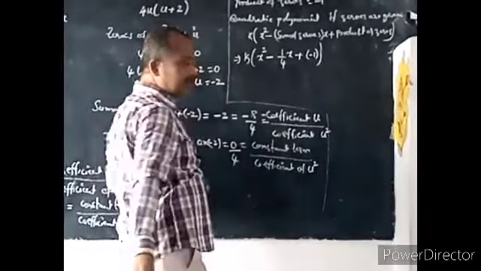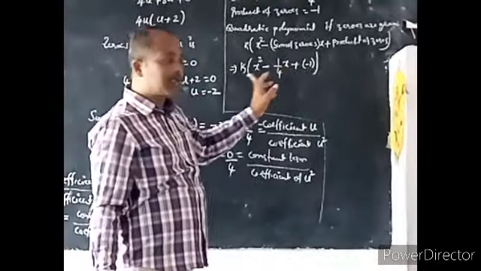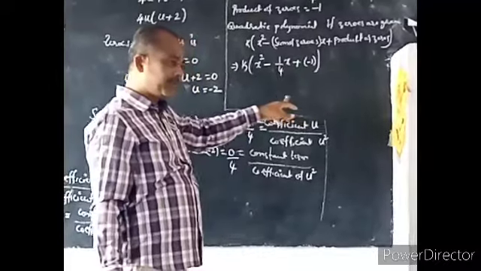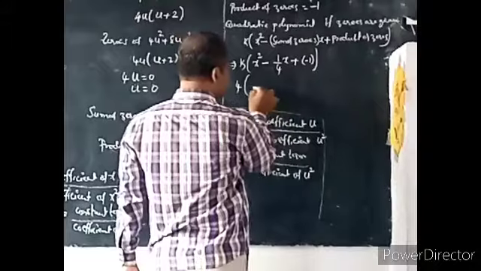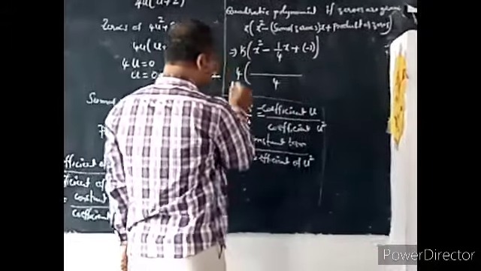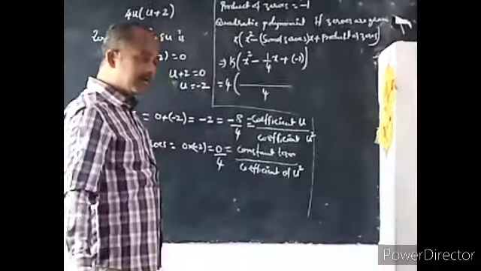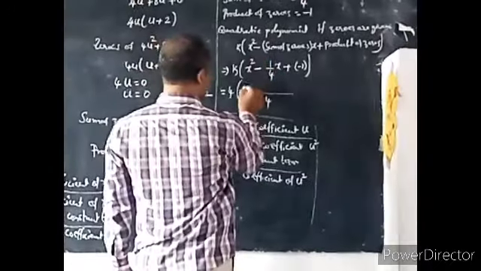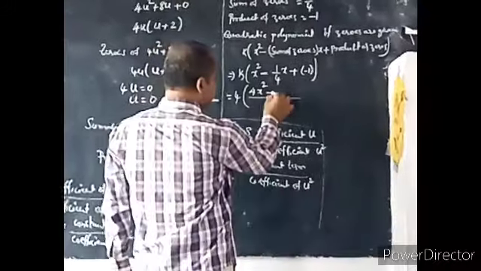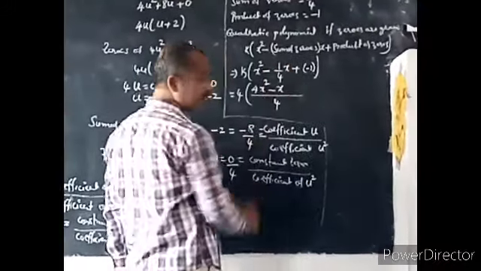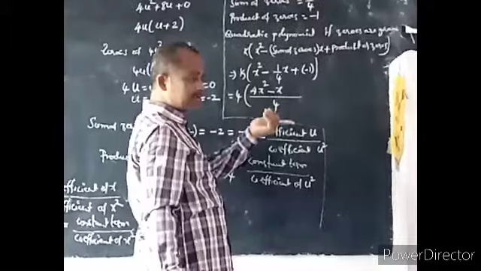Now here the denominator part is how much getting? 4. Now take the 4 as the LCM, and k also 4. 4 into, here 4 is the LCM. Now 4 into x square, that is 4x square, minus x. 1 into x is x only. 4 divides 4 is 1.